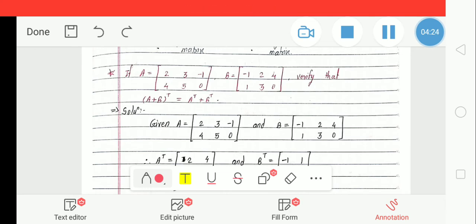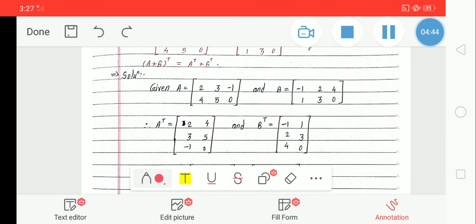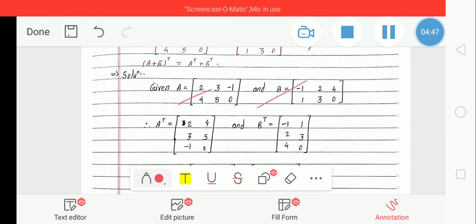Now one example: this is matrix A and this is matrix B. We have to verify that (A plus B) transpose is equal to A transpose plus B transpose. This is a 2 cross 3 matrix and this is also a 2 cross 3 matrix. So now this is the given matrix A and this is matrix B. Transpose means interchanging rows and columns. So the first row is written as the first column and the second row as the second column. Similarly in the second matrix, the first row becomes the first column and the second row becomes the second column. So we get the transposes of A and B.